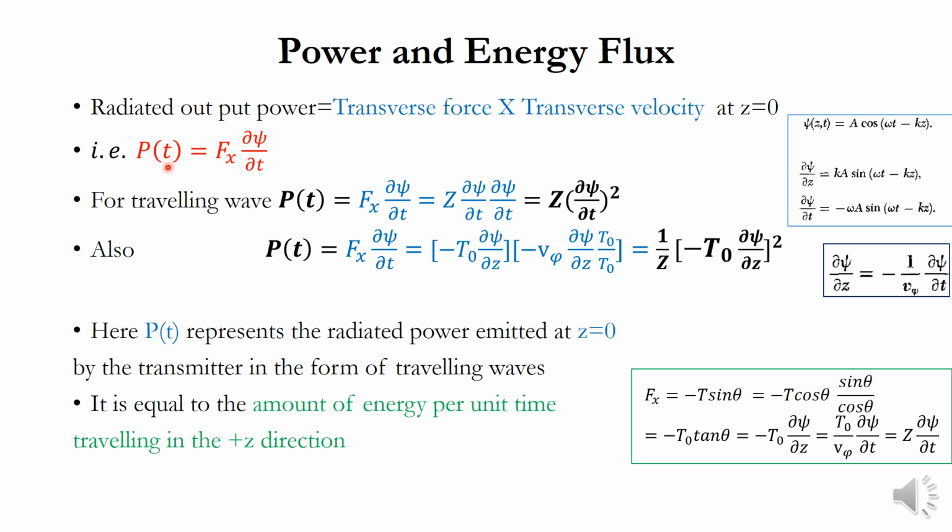That is, the power radiated P of t is equal to the transverse force Fx into the transverse velocity, dou psi by dou t. For a traveling wave, this P of t equal to Fx into dou psi by dou t can be written like this, where Fx and dou psi by dou t are replaced like this. This Fx is the impedance Z into dou psi by dou t, so that this can be written like this.